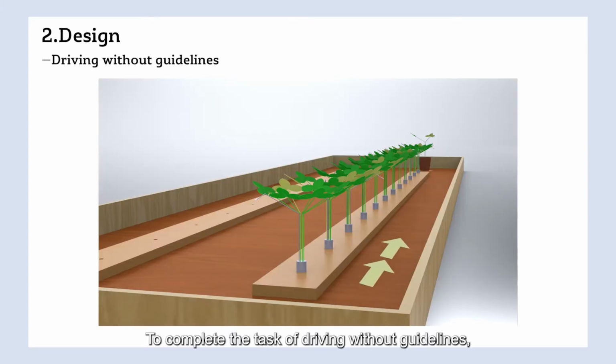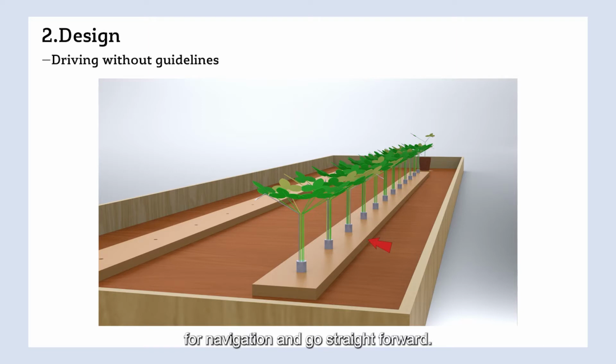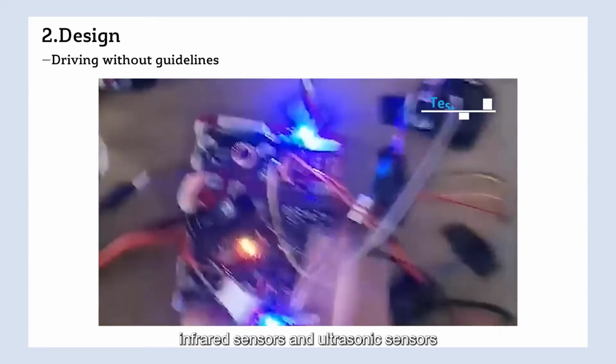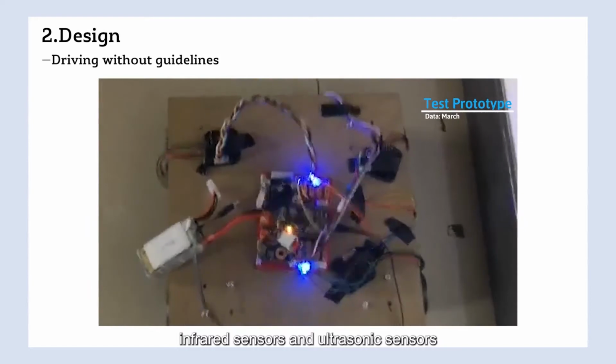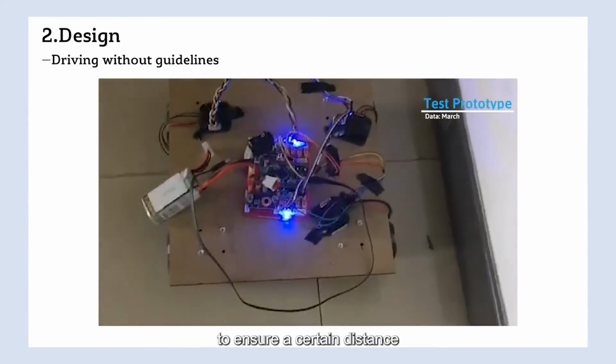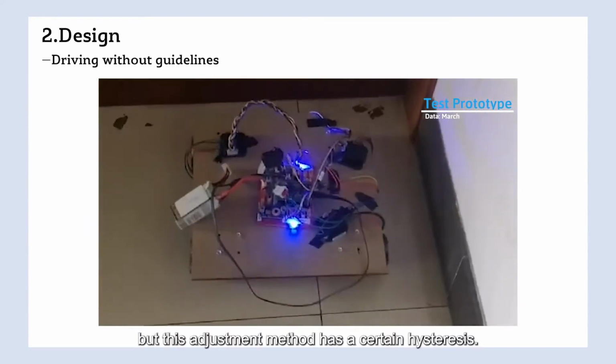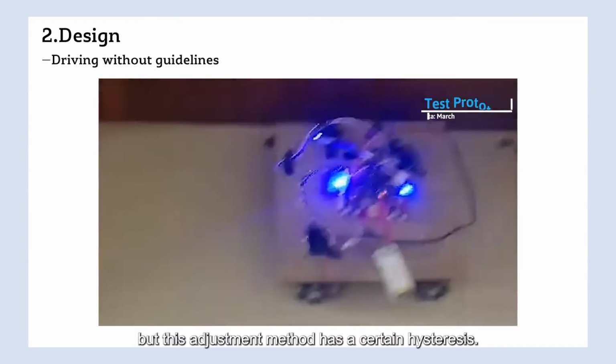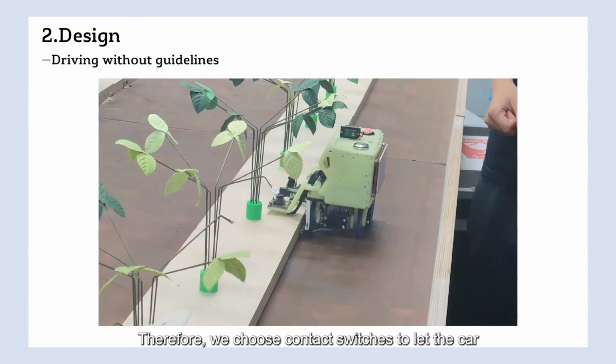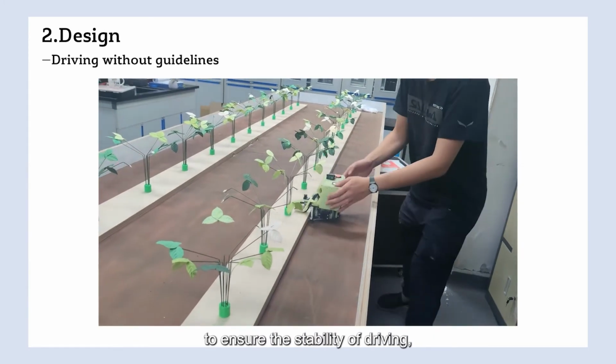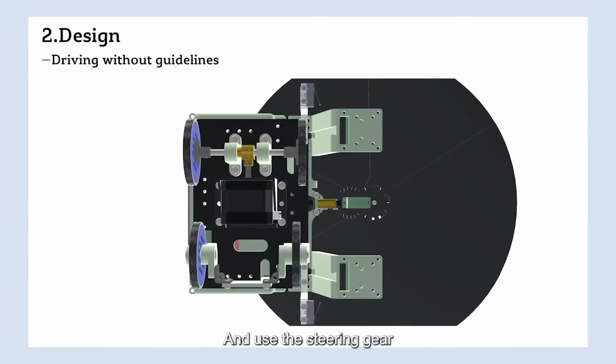To complete the task of driving without guidelines, our strategy is to use the plant bed as a reference for navigation and go straight forward. We have tried to use infrared sensors and ultrasonic sensors to ensure a certain distance between the car and the plant bed. But this adjustment method has a certain hysteresis. Therefore, we chose contact switches to let the car work along the seedbed to ensure the stability of driving, and use the steering gear to control the forward direction.